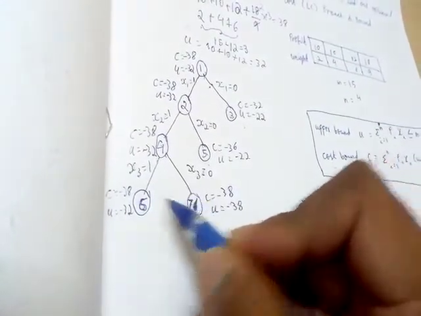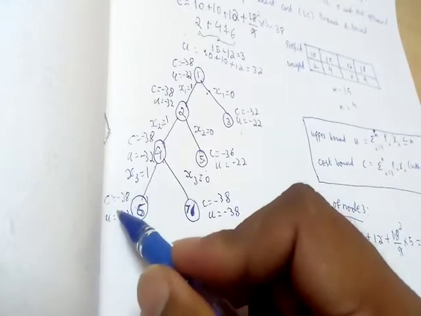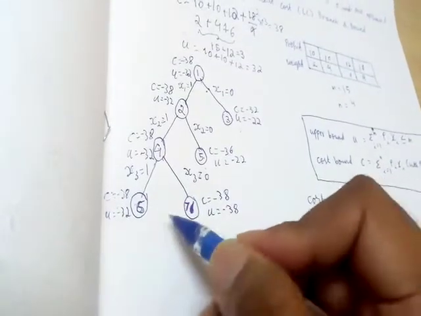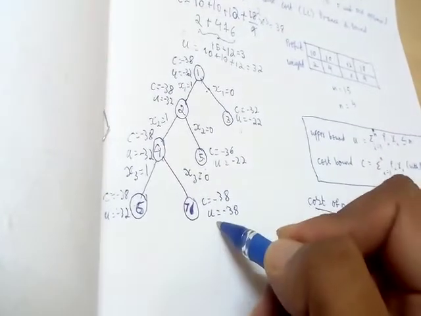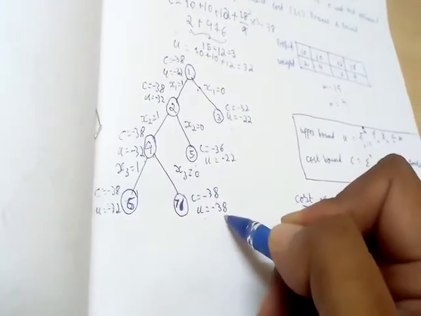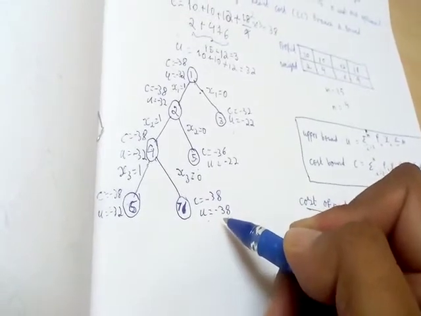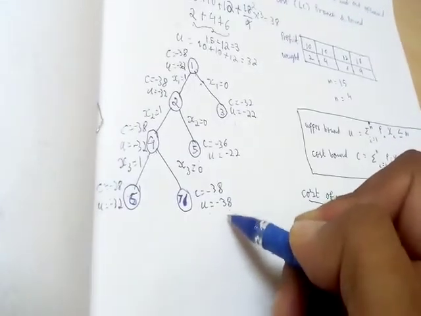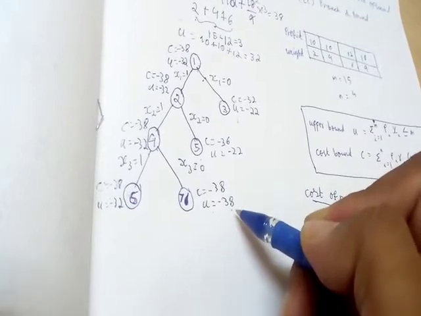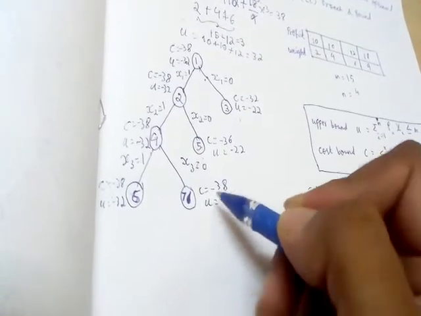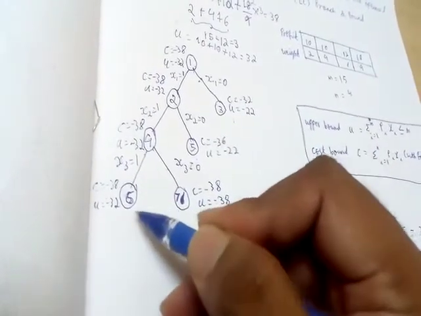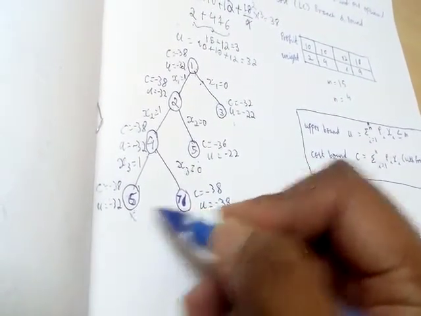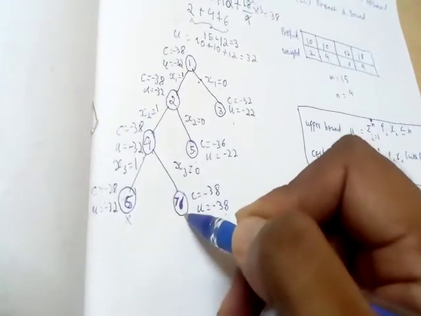So if you see, there is a tie between node 6 and node 7. Both have a cost of minus 38, whereas the upper bound value is different. The upper bound value of node 6 is minus 32, whereas the upper bound value of node 7 is minus 38. So this is why we were calculating the upper bound value, in order to break the tie. This one acts as the tiebreaker. So here I will ignore the 6th node and I will continue with the 7th node.